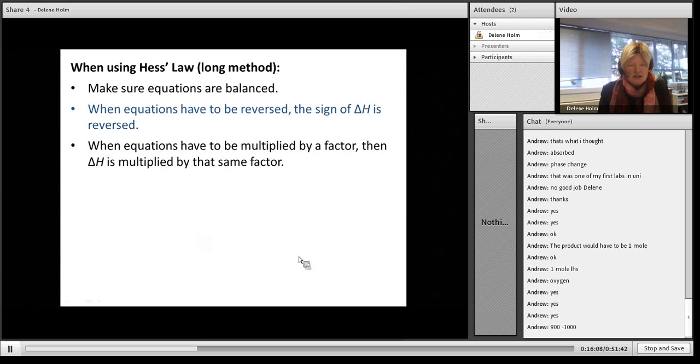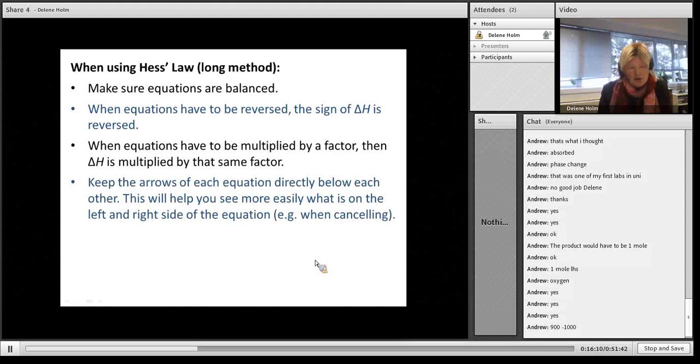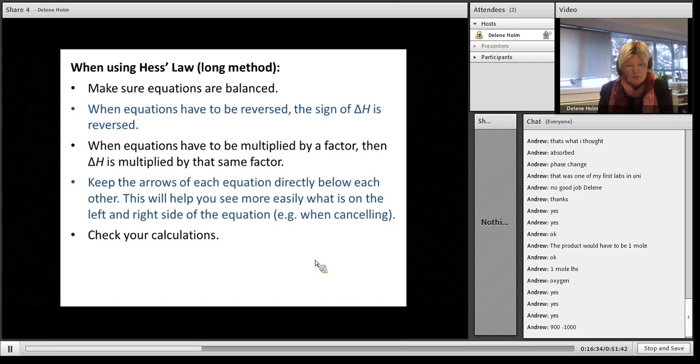Okay. When you're writing all the equations down, put the equations so that the arrows are underneath each other, because you cancel out compounds. So you've got to cancel reactants and products, and it's much easier if you can see which side's reactants and which side's are products. And then I say check, check, check your calculations, whether it's the long or the short version.